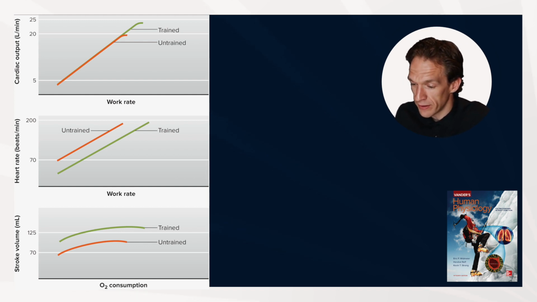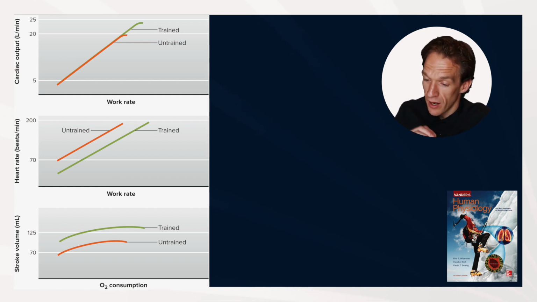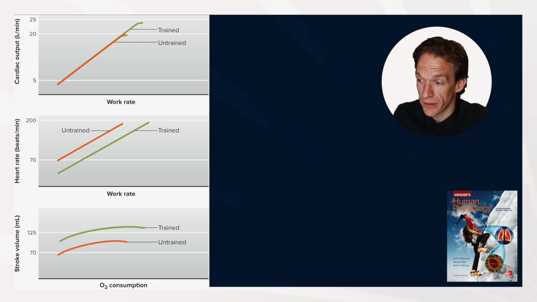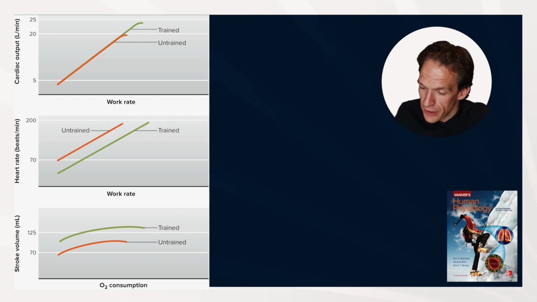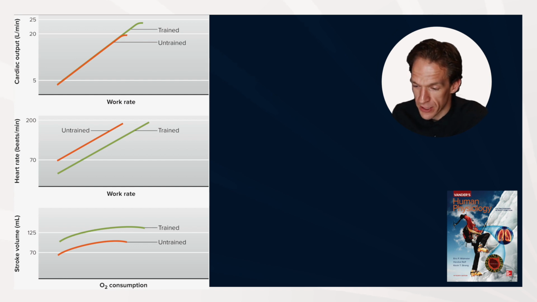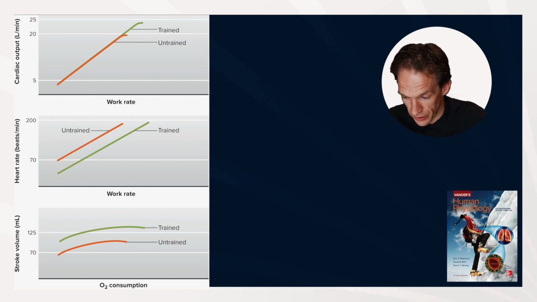As the work rate increases, heart rate also increases, but at any given intensity, you can see that the green line, the trained value, shows a lower value than the orange line. So heart rate at any intensity for a trained person is expected to be lower than for an untrained person. How can we explain the two? Well, that must be attributed to stroke volume, and that's what this last graph is telling us.